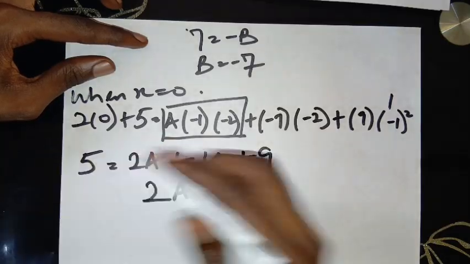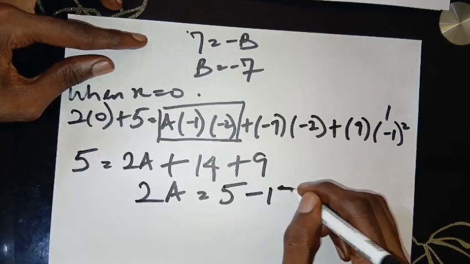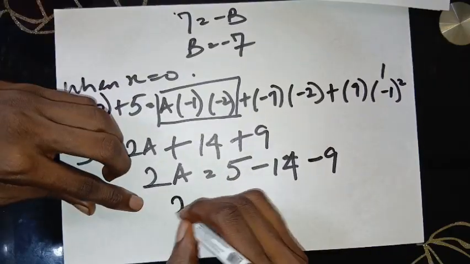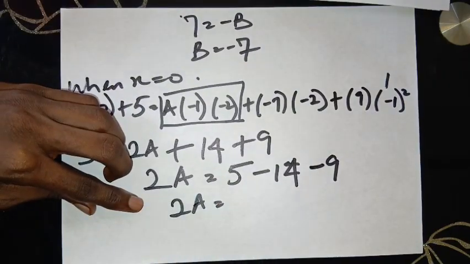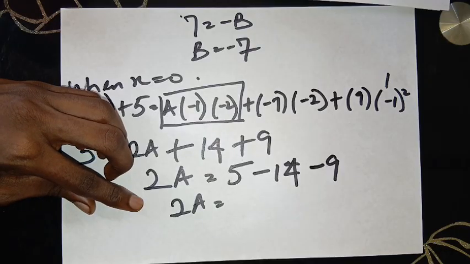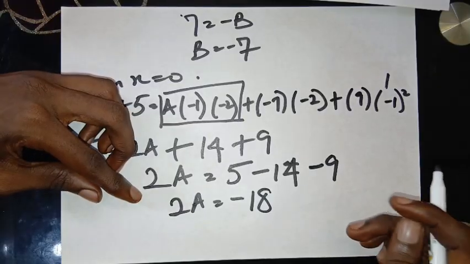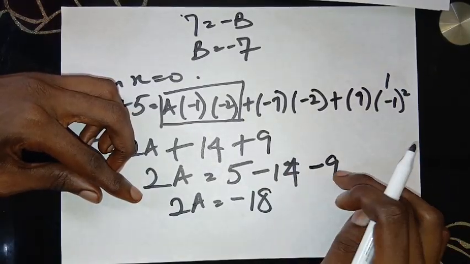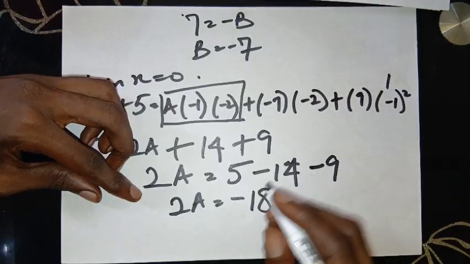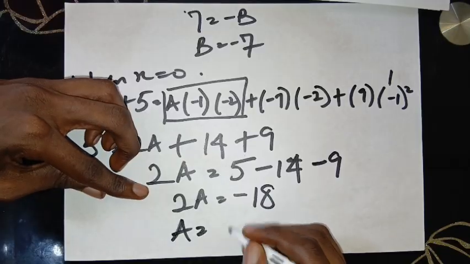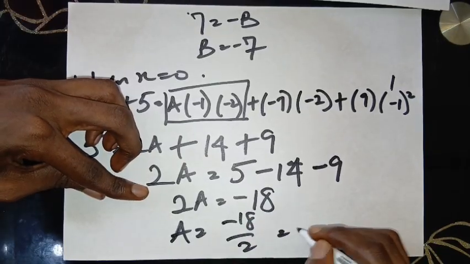Let's take these other two to the side. 5 minus 14 minus 9. If you put this into your calculator, you should have minus 18, right? It's 5 minus 1, that's 4. That's 4 here. So a is then equal to minus 18 over 2, that gives us minus 9.